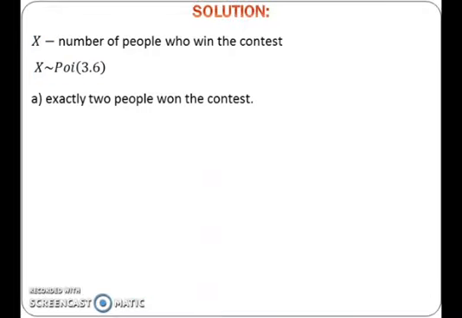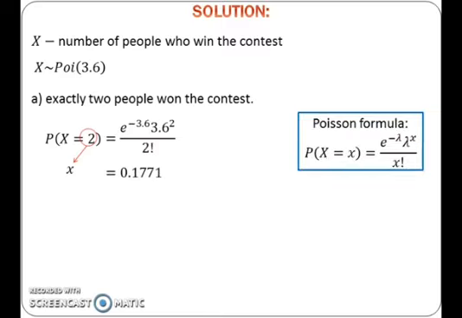Probability that exactly 2 people won the contest is probability of x equals 2. To find probability of x equals 2, substitute the value of x and lambda into the formula and calculate the probability.